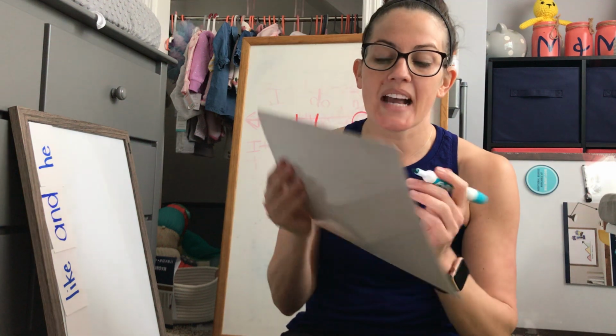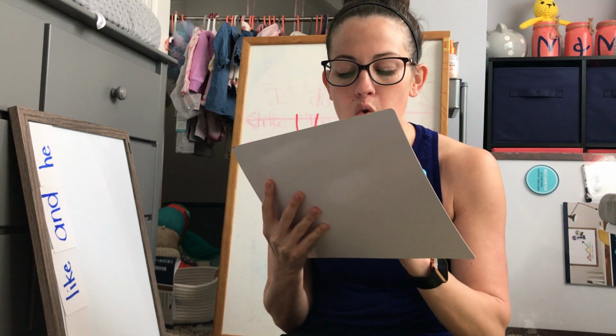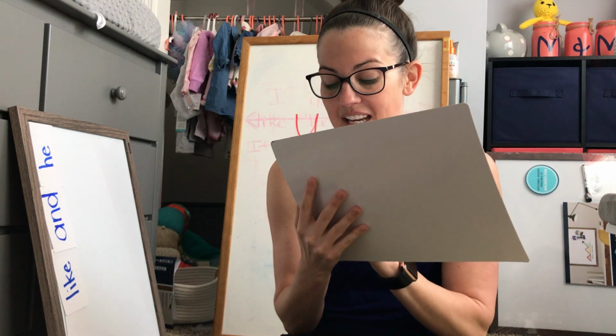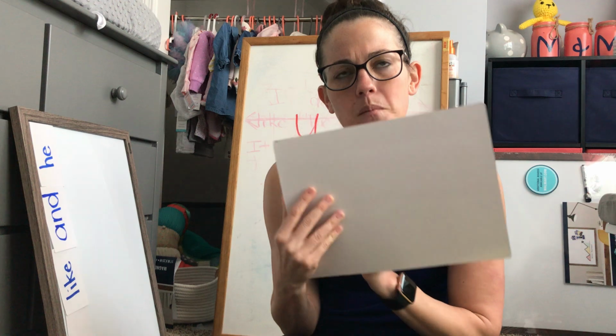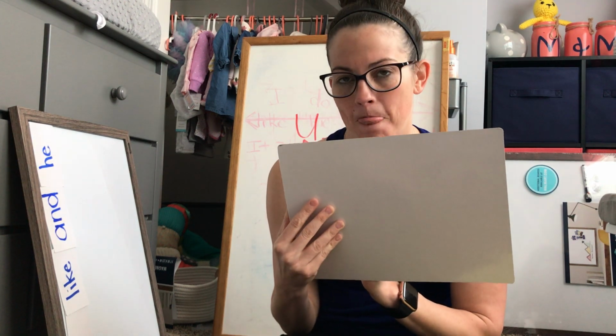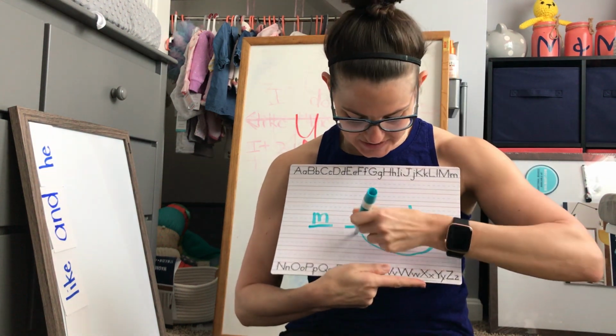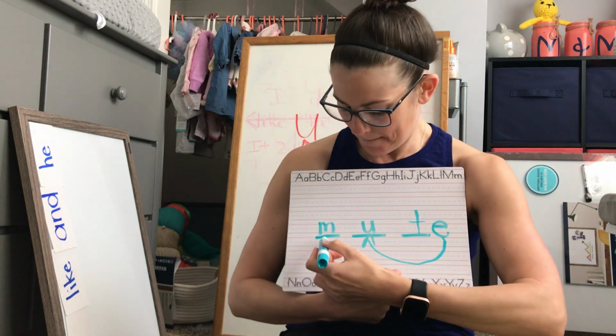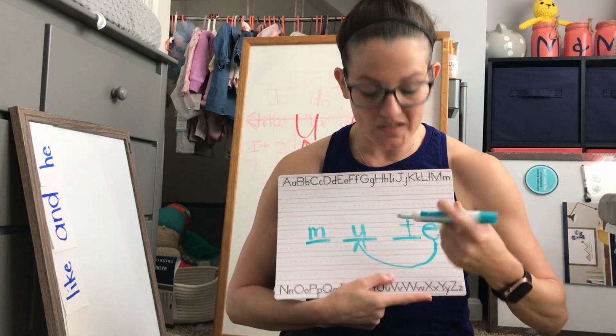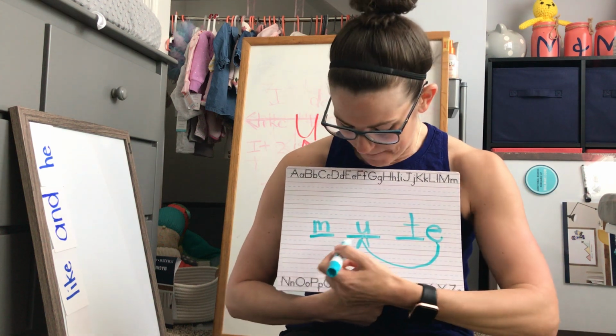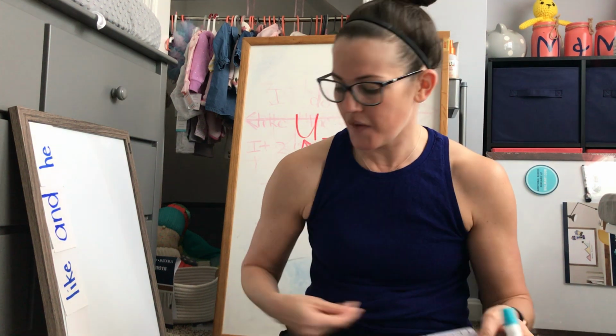First word, mute. You say it, mute. Leak it out. Mute. Do your sound lines. Mute. Okay, make your marker talk or your crayon or your pencil talk. Mute. You have to decide. Do you need sneaky E? 3, 2, 1, show. I certainly do. The E makes the U say U, U, U. Mute. If I didn't have the E, this would say mut, mut. Totally different word. Go ahead and erase.